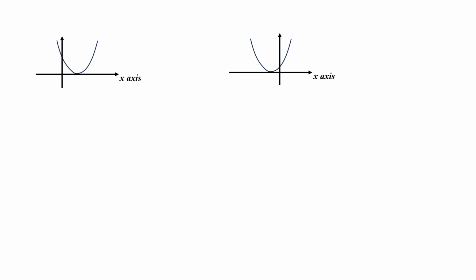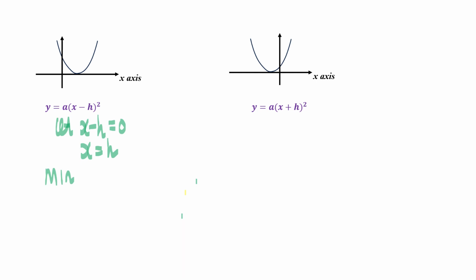So how would the factorized form look like? Yes, if you look at the one on the left-hand side, in this case here, okay, wait, hang on, I'm going to change it to green. If you let x minus h equals 0, then x equals h. So therefore, your minimum point will be h comma 0. Okay, it's h comma 0 because it touches the x-axis.